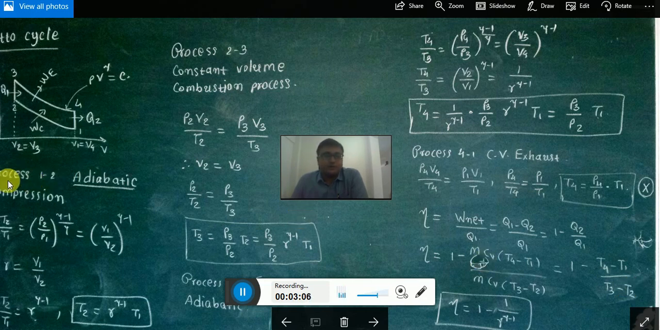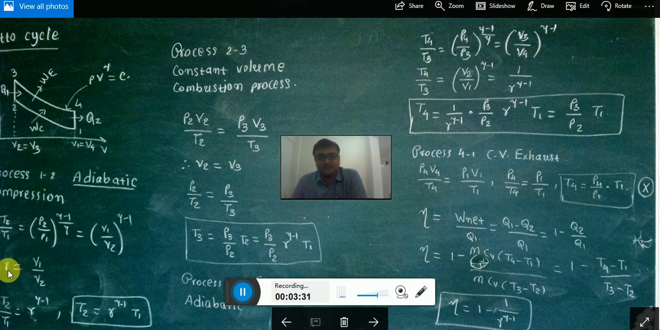Process number 1 to 2 is adiabatic process, and for the adiabatic process, the equation is T2 by T1 is equal to P2 by P1 raised to gamma minus 1 upon gamma is equal to V1 by V2 raised to gamma minus 1. So using this equation, T2 by T1 is equal to V1 by V2 raised to gamma minus 1, and V1 by V2 is nothing but the compression ratio.